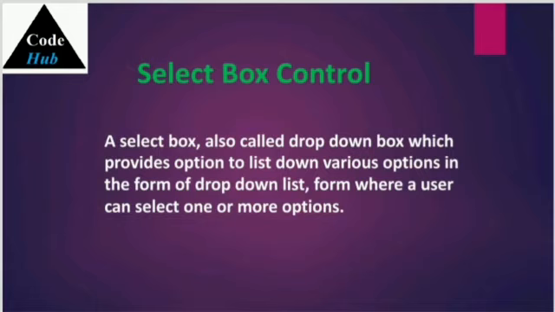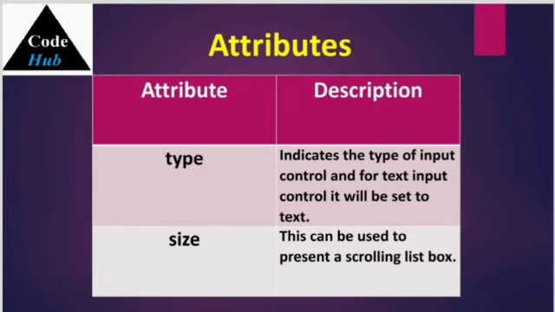Moving to the next tag, which is the select box control. A select box, also called a drop down box, provides the option to list various options in the form of a drop down list, where a user can select one or more options. Moving towards the attributes, first is type, which indicates the type of input control, and for the text input control it will be set to text.